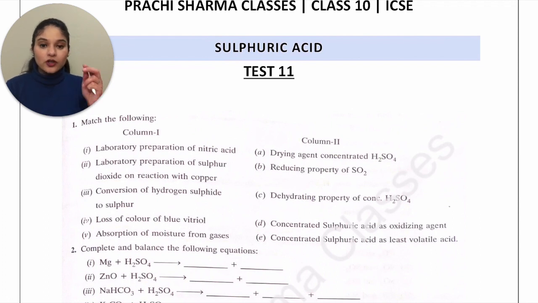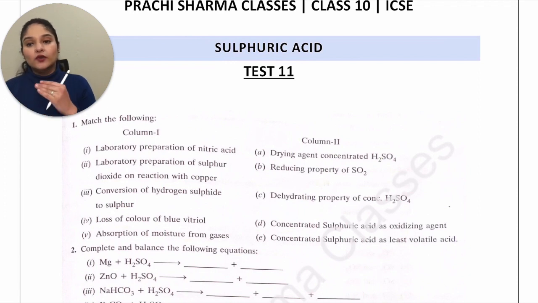Then the next is reducing property of SO2, not related to nitric acid. Dehydrating property of concentrated H2SO4, it's not related for this either. Now last two is concentrated sulfuric acid as an oxidizing agent or as the least volatile acid. So when we are preparing nitric acid in lab, the acid that we look for the preparation has to be least volatile. So for this particular question, the answer should be E.